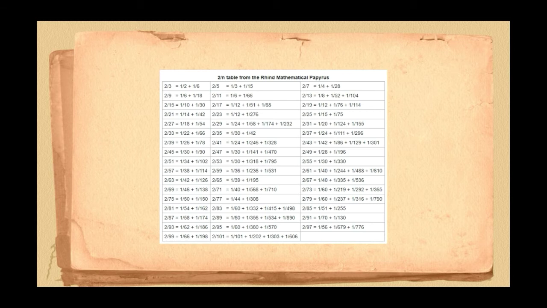This is a table from the Rhind mathematical papyrus. From the table, we know that ancient Egyptian society only recognized unit fractions, where n is a positive integer and the numerator is 1. A fraction other than a unit fraction is stated as the sum of two or more different unit fractions.